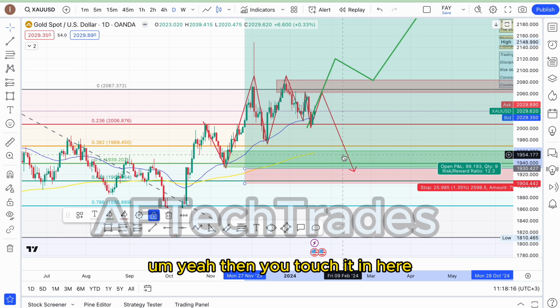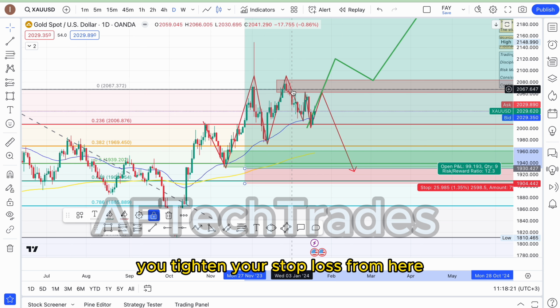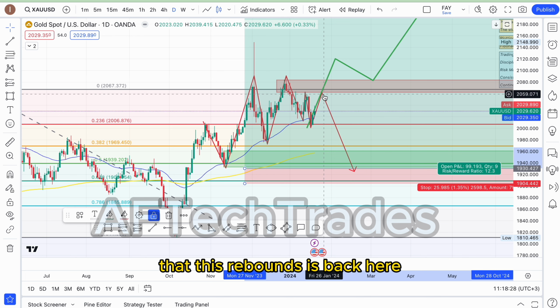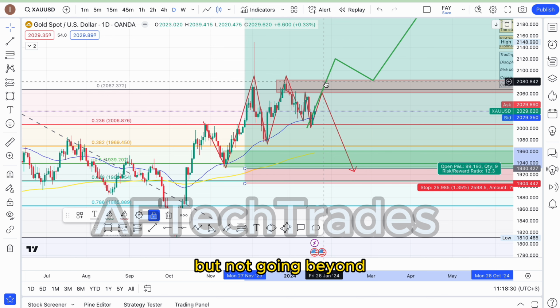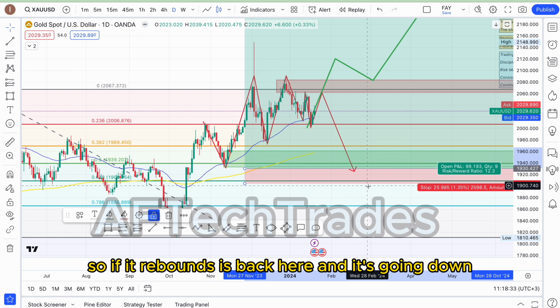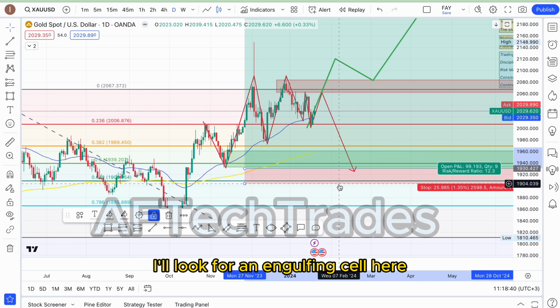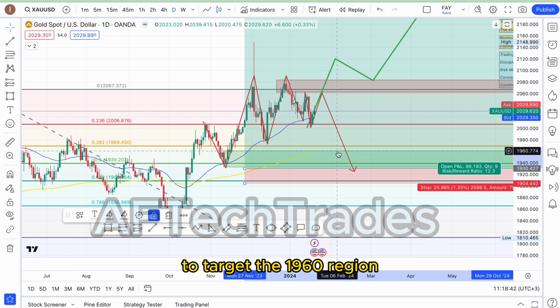Yeah, then you target in here. Okay, you tighten your stop loss from here, so you can move your stop loss to this rebound level, because there is a possibility that this rebounds back here but not going beyond. So if it rebounds back here and is going down, meaning when you see from here, I'll look for an engulfing sell here to target this region, to target the 1960 region, if there is potentially this zone, right?